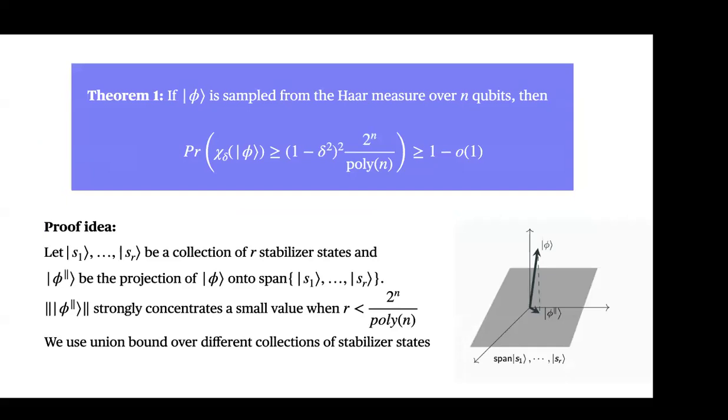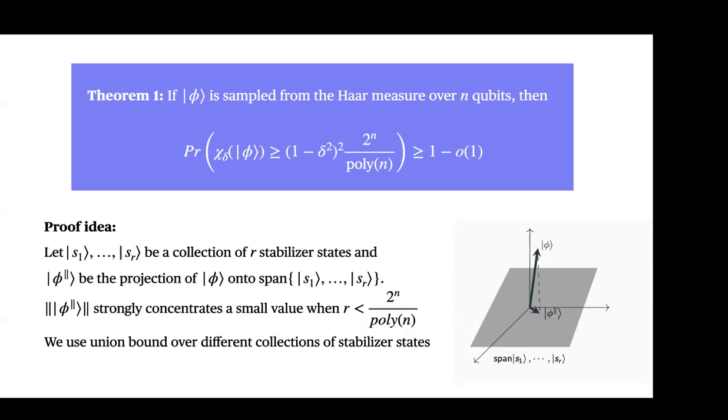So the first result, to give you a bit more detail: if you have a random state that is sampled from the Haar measure over n qubits, then you can show that with high probability it has near-maximal stabilizer rank, because of course you can decompose any state into a 2 to the n number of bases, but for a random state, up to polynomial factors, that is also in a way tight.